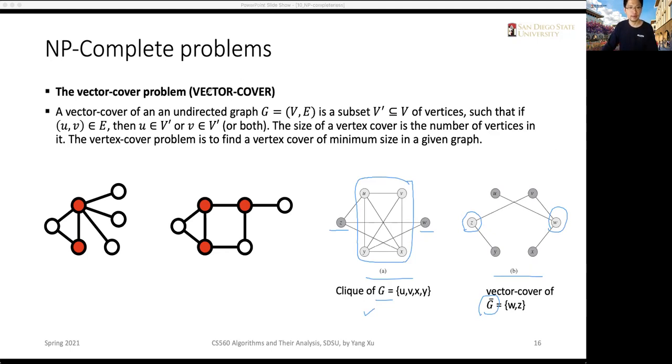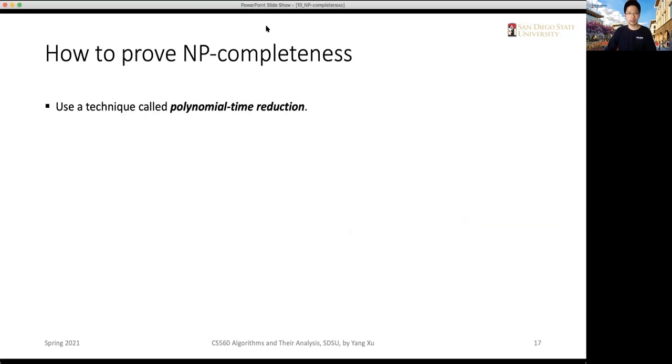All right, and vertex cover is also an NP-complete problem. I think we are done with all the examples. So lastly, let's look at how to prove NP-completeness. How do we know that a problem is NP-complete? Actually, we're not required to learn how to do that, but we will go through this technique a little bit.